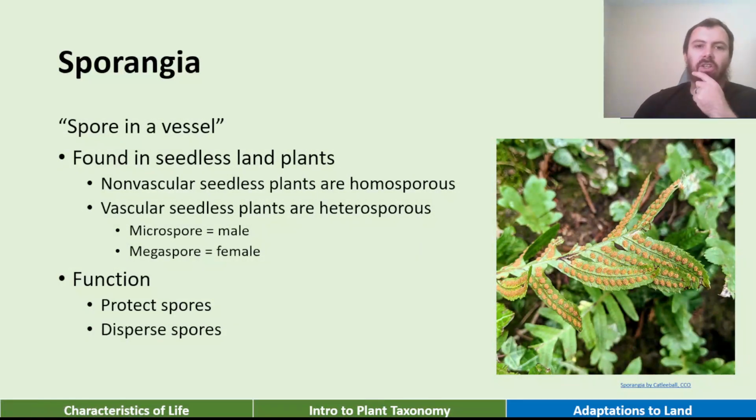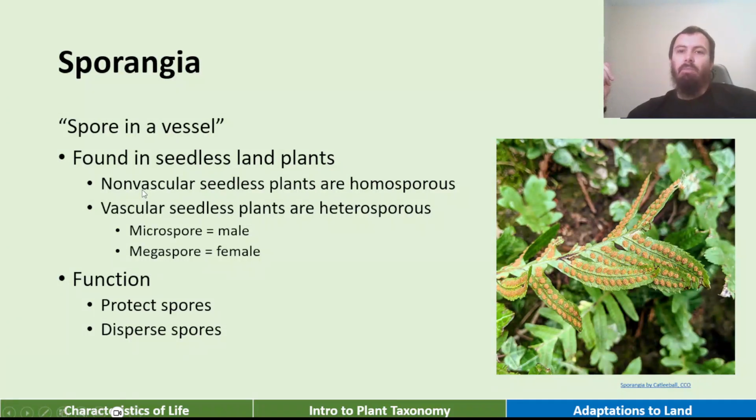Now they also have sporangia. These are found in the seedless land plants. I don't think I have any sporangia on here right now, but here's a fern. You flip it over on the back, and you can see these sori. These are the sporangia that are going to produce the spores. So if it's a male, it's going to produce the vascular spore, a microspore. Actually, well, let me back up.